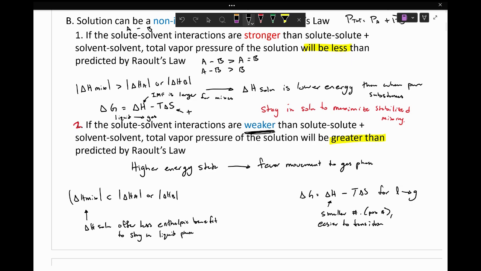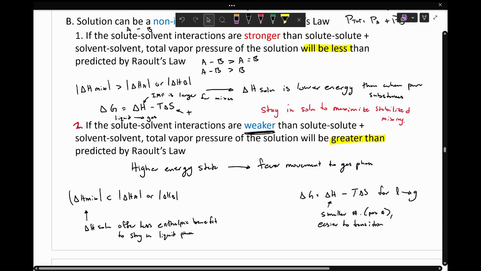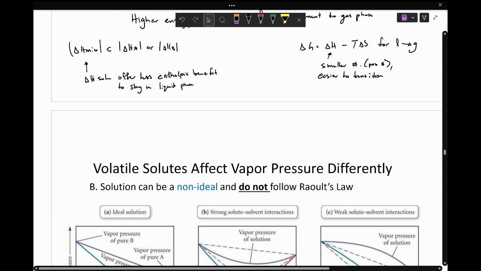And so this all just boils down to: if you have strong interactions between your two mixed things, they're not going to want to go into the gas phase because they're going to want to enjoy those strong interactions, because we're always about obtaining the lowest energy state based off of this delta G equation. And if you have weak interactions between A and B, it's going to be very easy for those molecules to get out of the liquid phase, because there's no reason to stay in the liquid phase if they're not getting any energetic benefit from staying there. And so you want to maximize a low energy state. In the case of strong interactions, that means staying in the liquid phase. In the case of weak interactions, that means going into the gas phase.